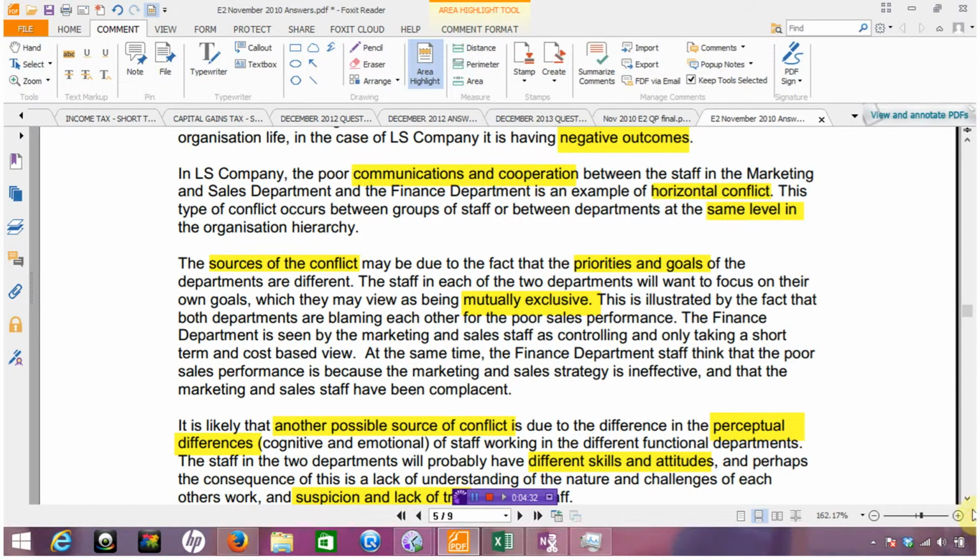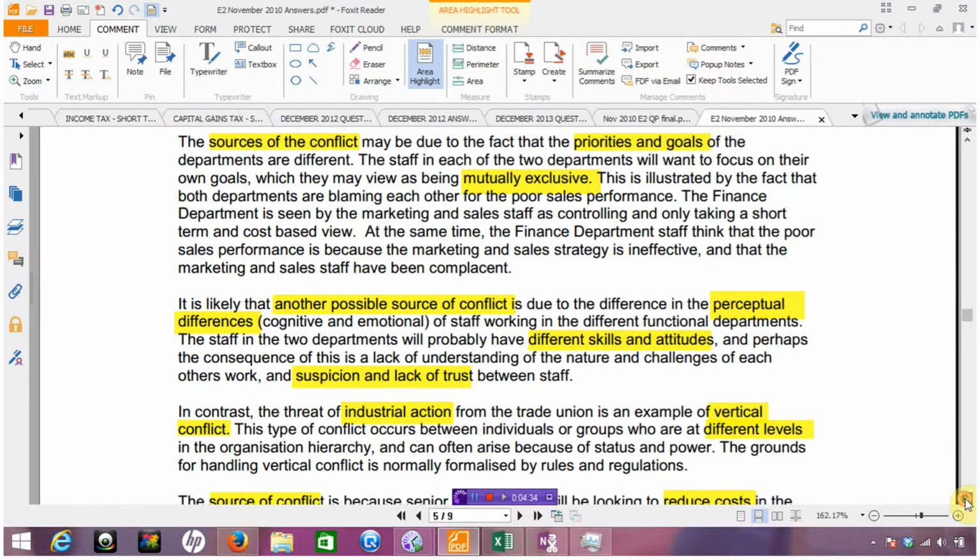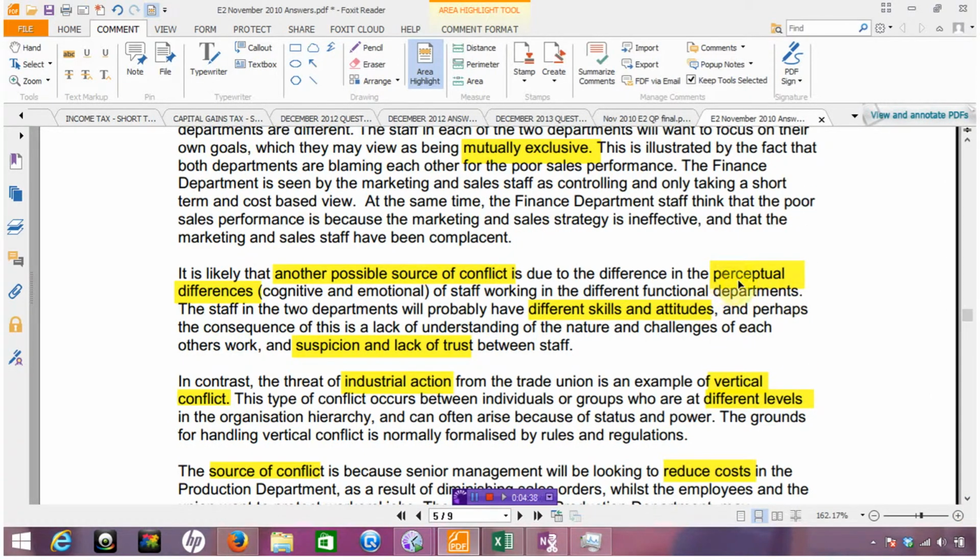Okay. A different point below here, again linked into the different departments, is the fact that they're perceptual. They may have perceptual differences, cognitive and emotional. There are different types of people working in different areas, certainly with different skills and attitudes. And as a result of, in effect, just simply being different, that is a source in itself of conflict, and that will lead to perhaps suspicion or indeed a lack of trust. So a couple of sources there on that issue of horizontal conflict.